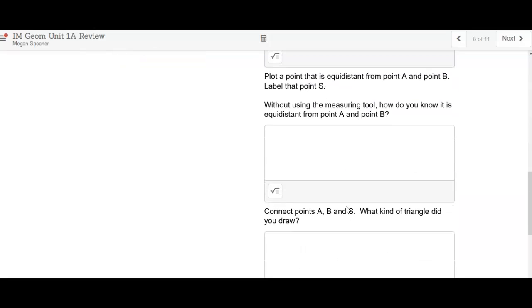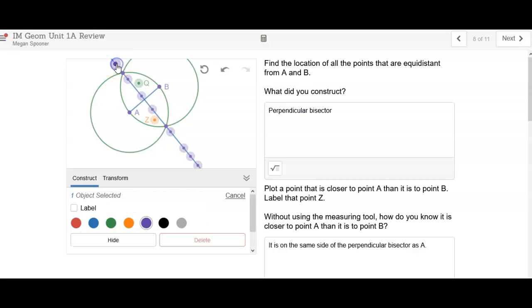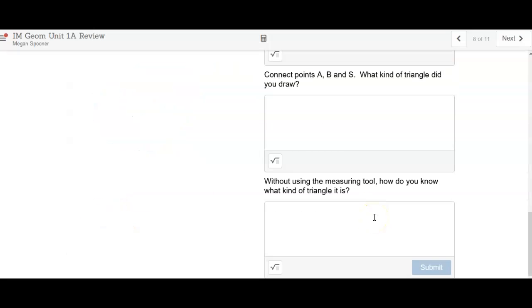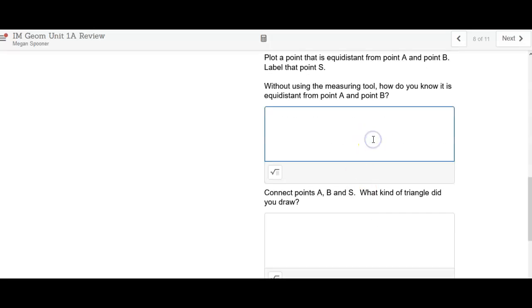And then plot a point that is equidistant from A and B and label that point S. Well, I can pick any one of these points that I've already put down. So we'll just pick this one. I'm going to turn that one black, and we're going to call it S. And without using the measuring tool, how do you know it is equidistant from point A and B? Because it lies on the perpendicular bisector.